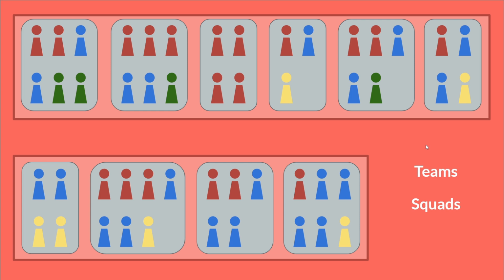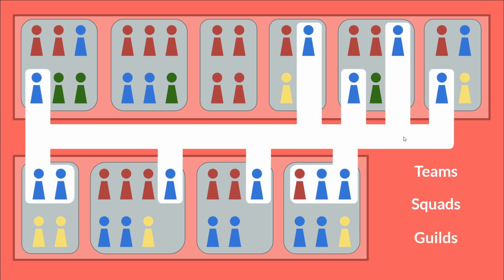These are all groups, and that is guilds. A guild is typically made up of a bunch of people who are all the same or similar role. So here we see a front-end guild. There's all these front-end people, and it stretches across multiple squads and maybe multiple teams across the company.